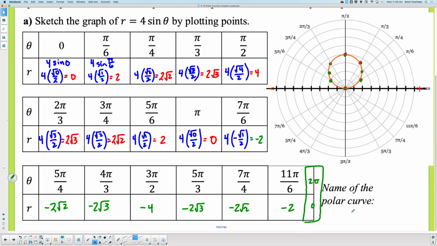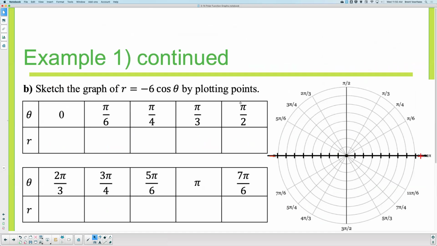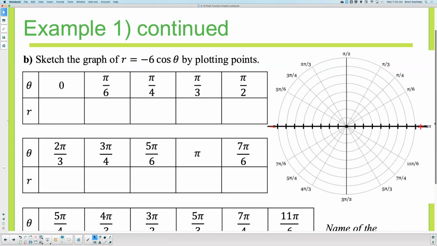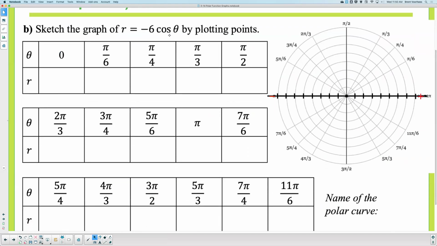The name of this polar curve, I just said it. What do you think we're going to name this polar curve? A circle. That's the name of it. Okay? So let's try part B without using Desmos this time. What do you think on 1B, -6 cosine, what do you think it's going to look like? It'll be a circle, but it's on the left. Why left? Why not down? Why not right? Because it's cosine and it's negative.